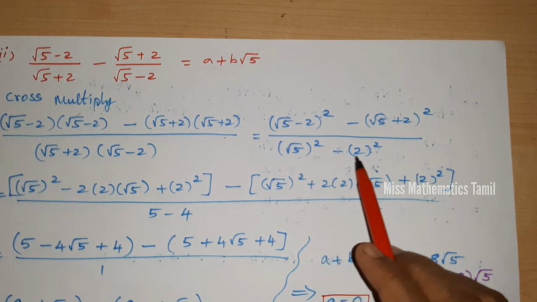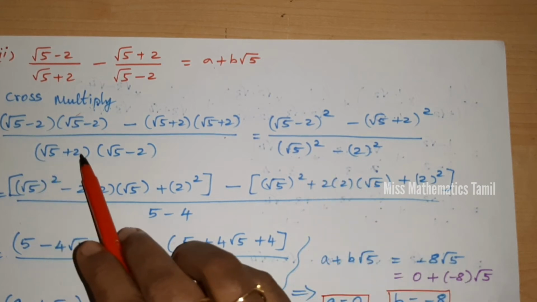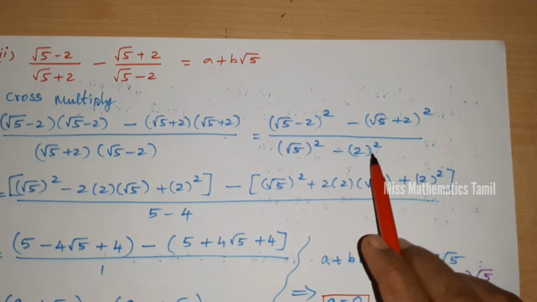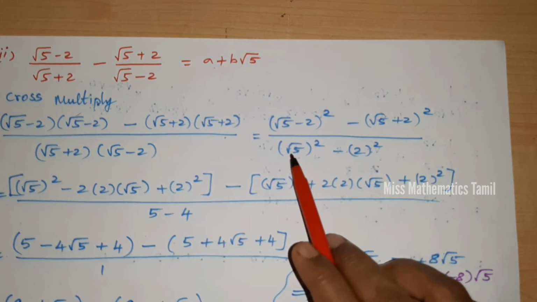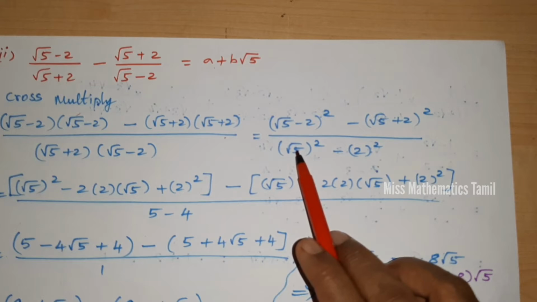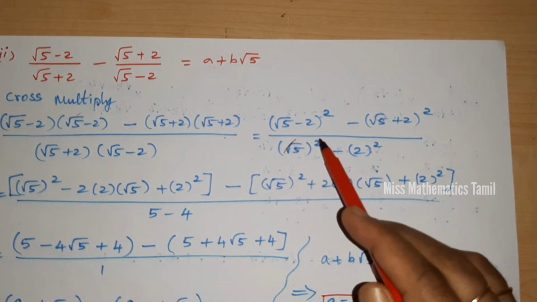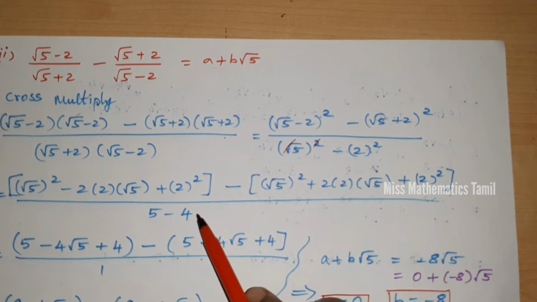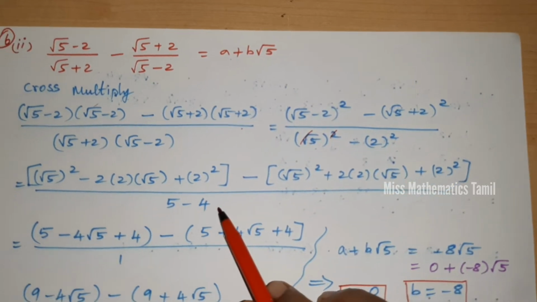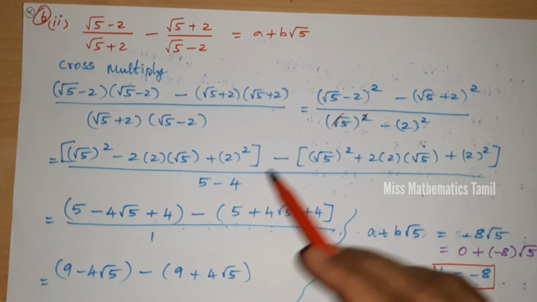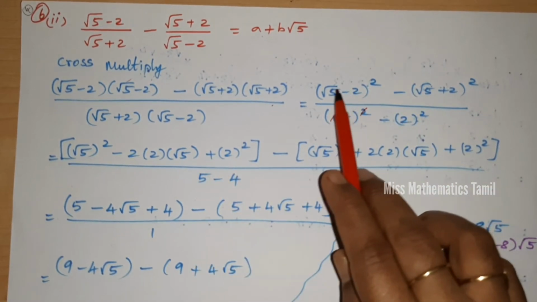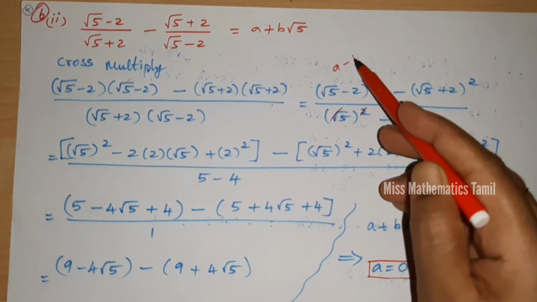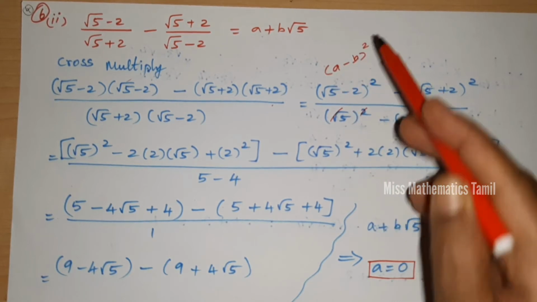Next, what is in the denominator? A plus B into A minus B, so A square minus B square. A square, A is equal to what? Root 5. Right? So here root and square cancel, and 5 minus 4 will come in the denominator. Okay, got it? Next, in the numerator portion, first thing, the A minus B whole square identity I am using.